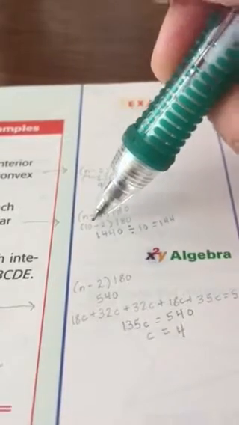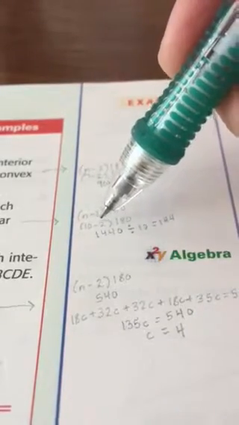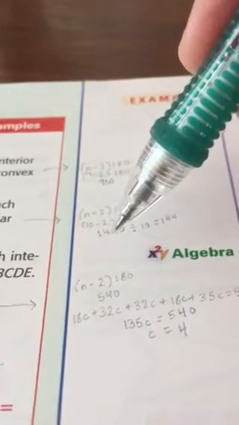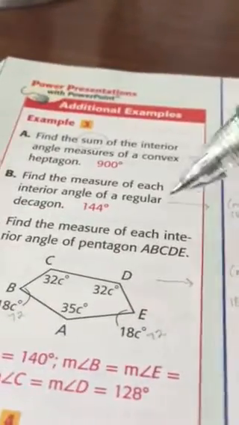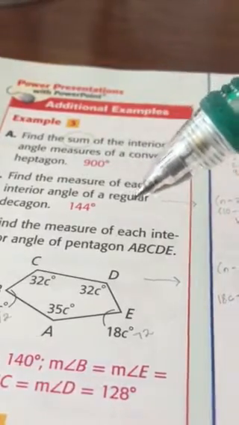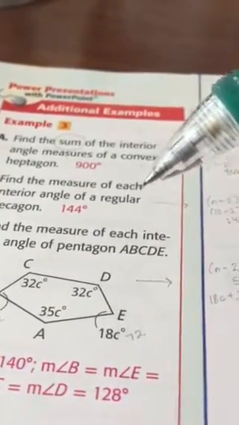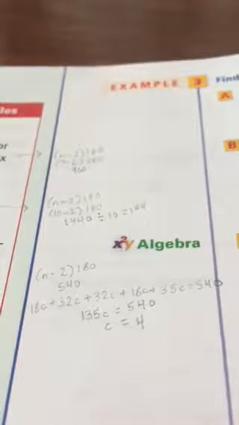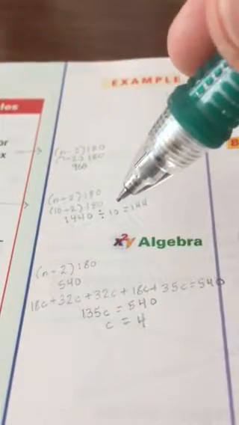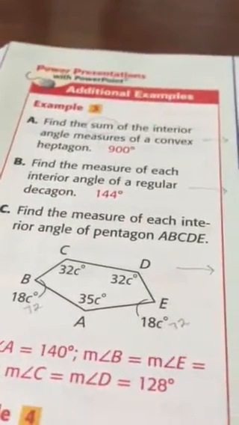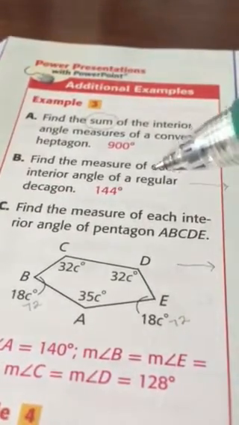Let's see. So we're going to say 10 minus 2 is 8 times 180, which is 1,440. But remember, the problem asked for each individual angle, or each of the interior angles. It's a regular decagon, so all the angles measure the same. So we can simply say the sum of the interior angles divided by the number of angles, which is 10, and that equals 144 degrees per interior angle.